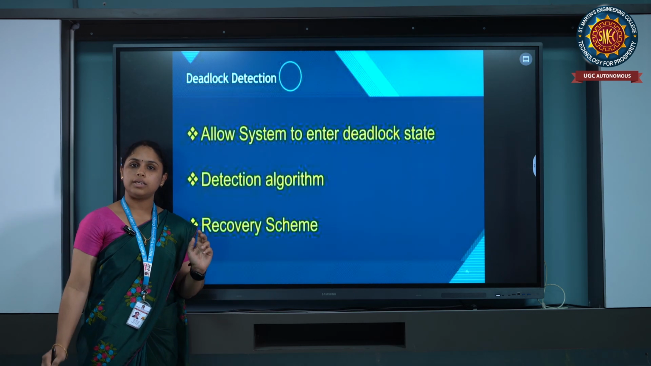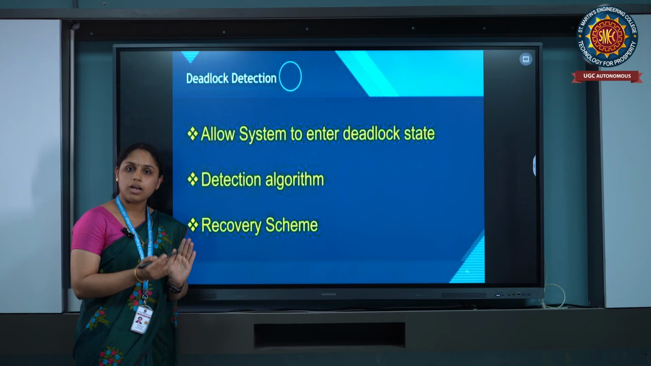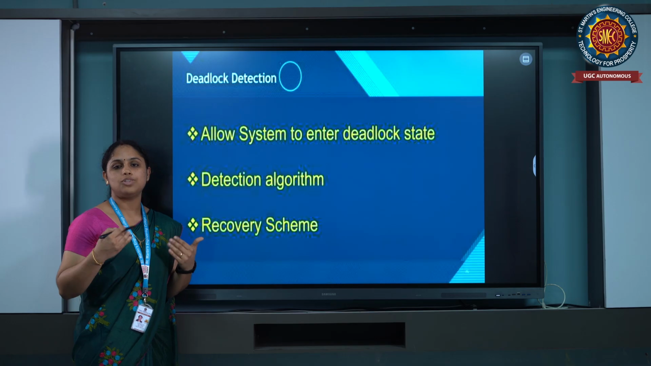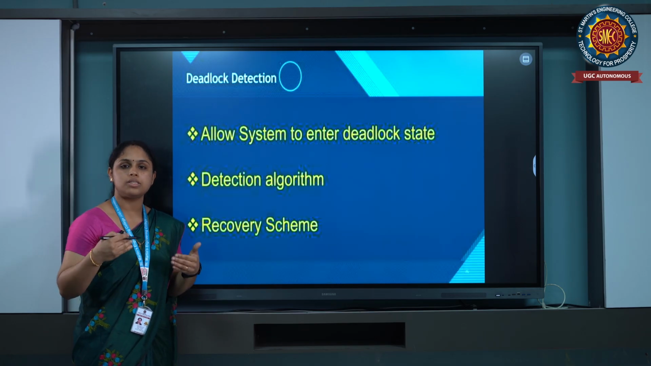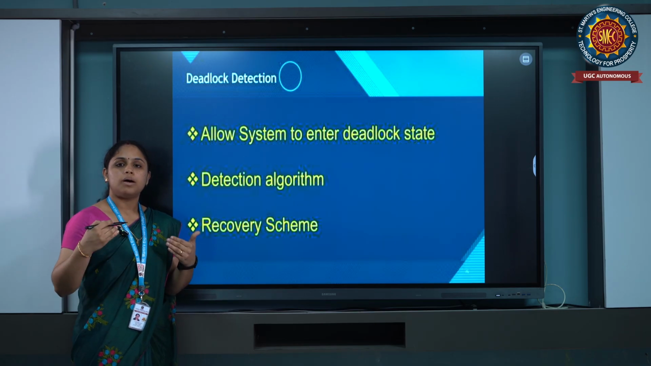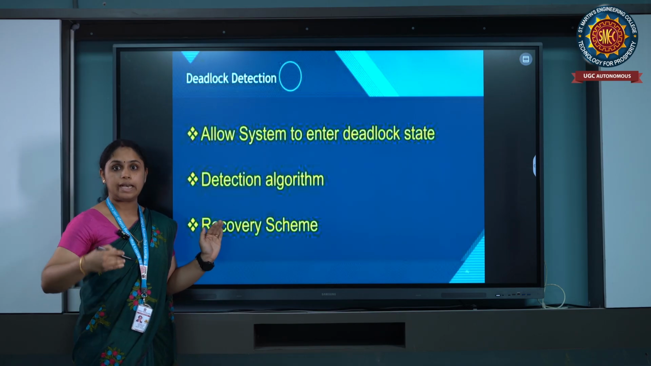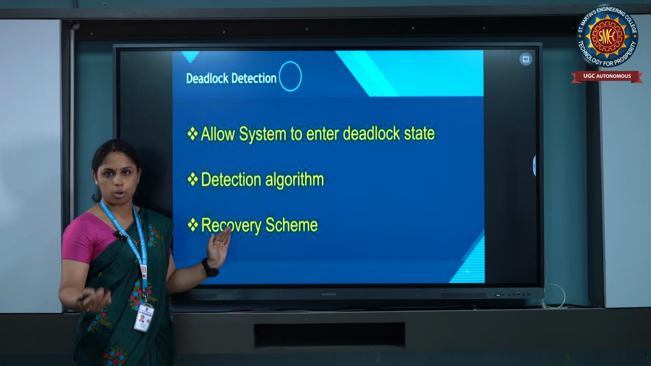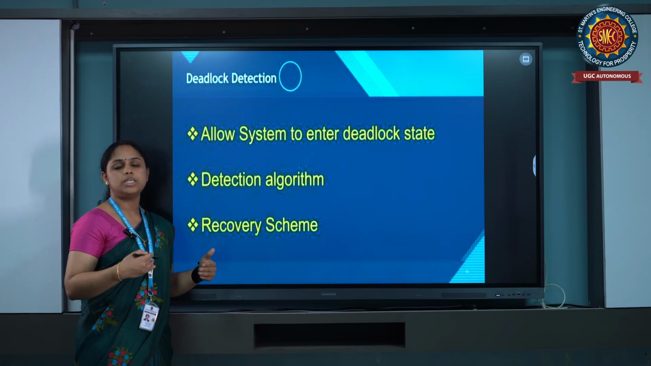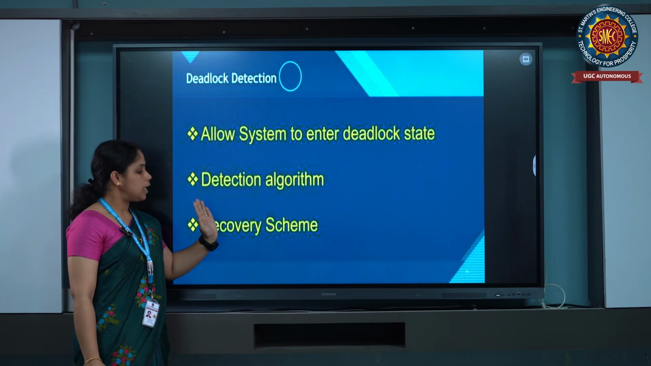Next is deadlock detection and recovery. Deadlock detection and recovery is a single procedure. That means we are not preventing or avoiding the situation of deadlock. We just allow the system to become deadlocked, then at each step we check whether there is a deadlock or not. That is deadlock detection. If there is a deadlock, we go for recovery strategies. Otherwise, it just continues as it is.